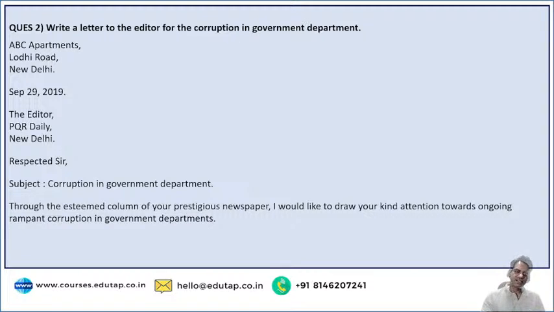Start with the sender's address, ABC Apartment, Lodi Road, New Delhi, date. Then to the editor, PQR Delhi, New Delhi. Respected sir, regarding corruption in government departments. Now, you start with this template.